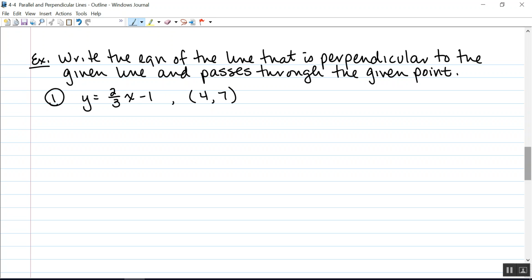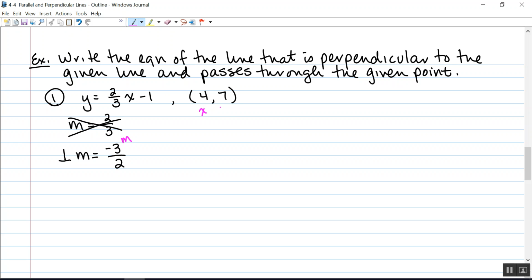Write the equation of the line that is perpendicular to the given line and passes through the given point. So here I have the line y equals 2/3 x minus 1. So I need a line that is perpendicular to that line, but it has to go through the point 4, 7. So the slope of the line I'm given is 2/3, but that's not the slope that I want to use. I want to use the slope of the line that is perpendicular to that. So the slope I'm going to be looking for is -3/2. And in fact, maybe I'll just cross that one out so I don't get confused. So the slope of the line I have to write is -3/2. So that's going to be my m.